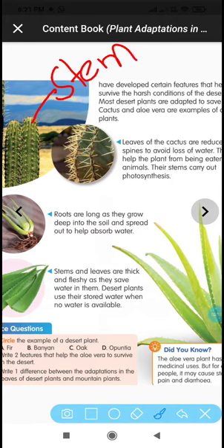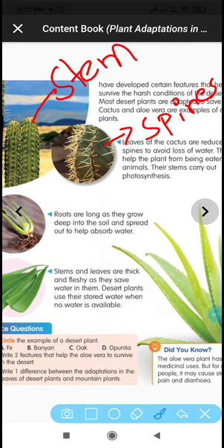Why? Because the stem is green in color. The stem has chlorophyll pigment. That's why the stem is preparing food for the plant. So that is one of the adaptations shown by the desert plants. And the leaves are modified into spines to reduce the loss of water. They don't want to lose more water because water availability is very low in desert areas and the weather is very hot. So they need to store the water. For the purpose of storing water, their leaves are modified into spines.